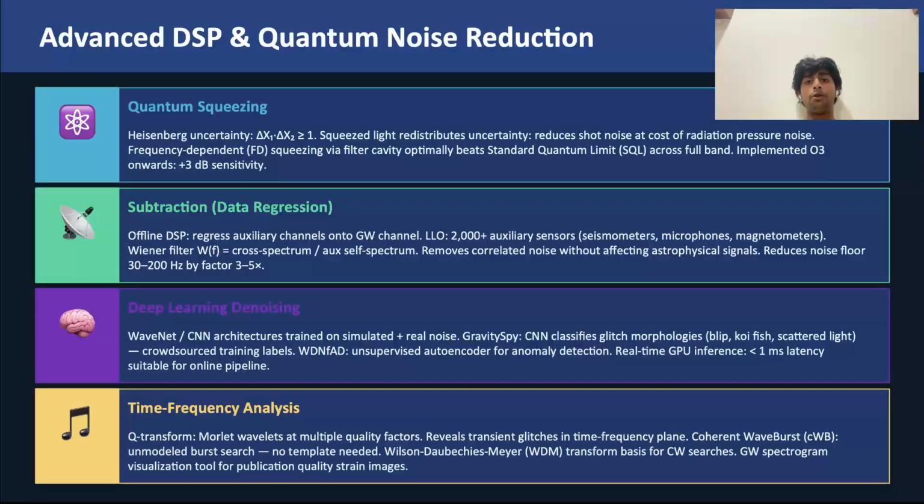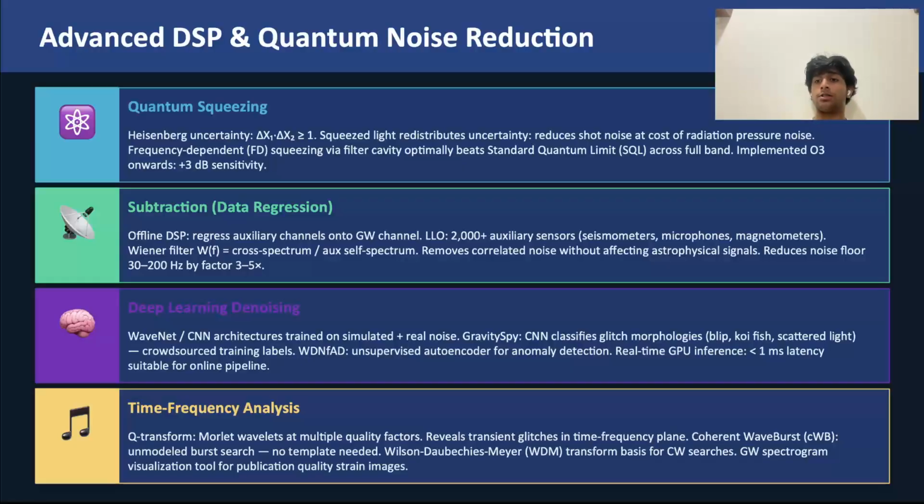Since O3, LIGO injects squeezed vacuum states into the output mode, gaining 3 decibels, equivalent to doubling the laser power, without the thermal distortion that would come with it. Quantum mechanics is beaten by quantum mechanics. Next is the auxiliary subtraction. 2000 sensors, Wiener filters, correlated noise removed.